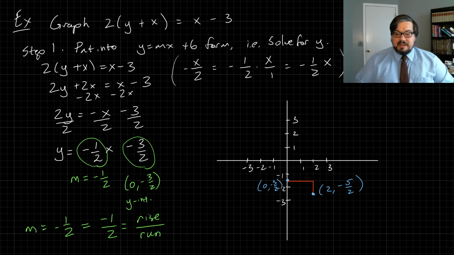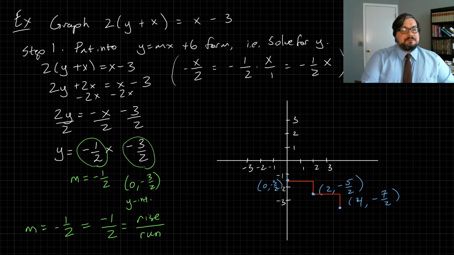And I could do the same thing again. I could move over by another 2 and down by another 1 and get to this point here, which would be (4, negative 7/2), and continue on, getting as many points as I like. Now, you'll notice that I'm starting to approach the edge of the graph. This sometimes happens. Sometimes you'll have a line with a negative y-intercept and a negative slope that goes down this way.